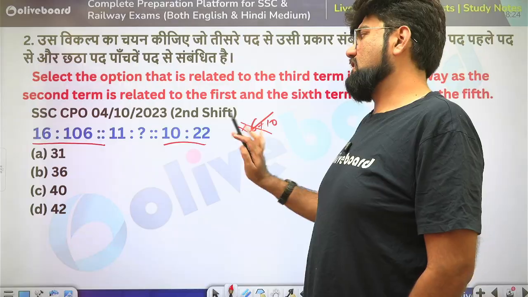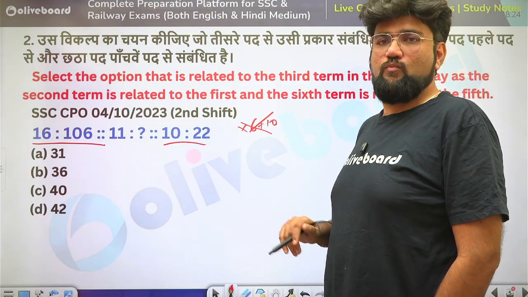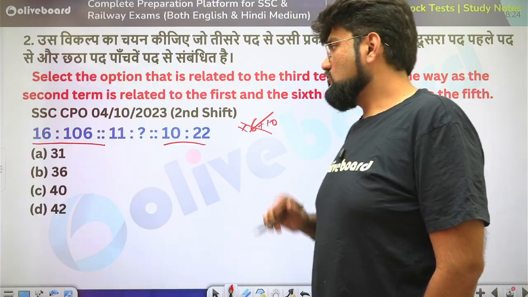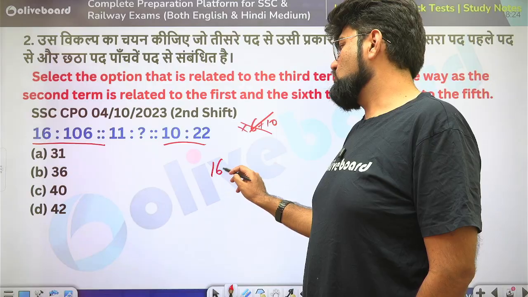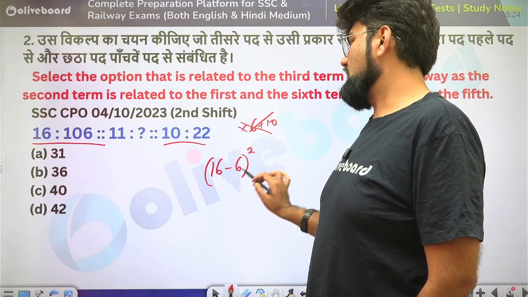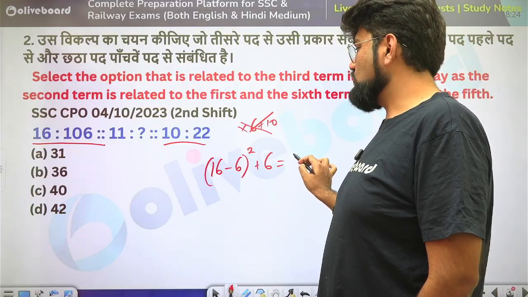So this is not what is happening, because 10 into 6 plus 10 is not 22. 10 into 2 plus 2, but that is not valid here. So what exactly is happening here? 16 is reduced by 6 first. You're getting 10. You square this, you get 100. Then you add 6 again, you get 106.